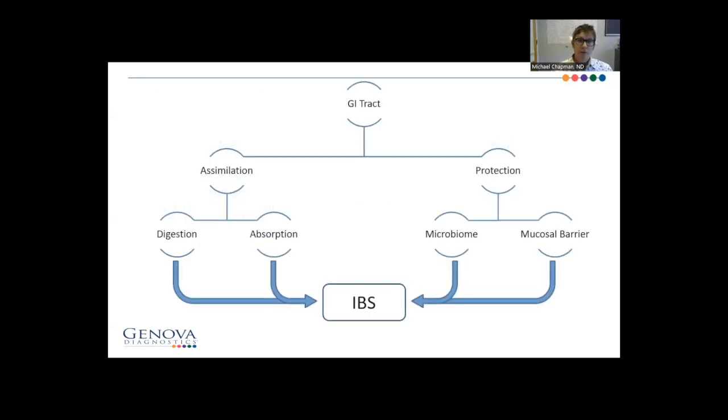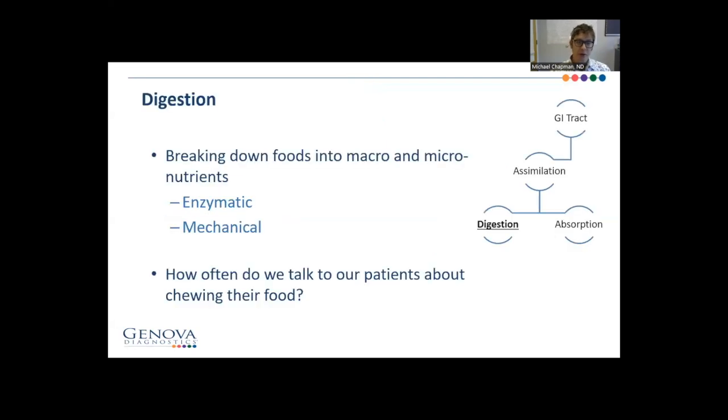So when I look at this model again and we think about assimilation and protection, you can also think of this as assimilation is how you digest, and then protection is what you digest. What is the actual thing that came into this system? Okay, so let's start with digestion. Digestion involves breaking down foods into macro and micronutrients, and this is done both enzymatically and mechanically. So mechanically is about how we chew our food.